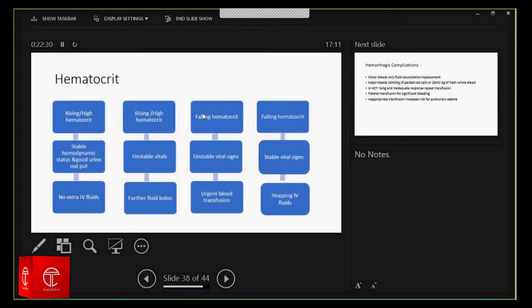If hematocrit is falling but vitals are unstable, then you think about internal bleeding and you need to give blood transfusion. And if hematocrit is falling but vitals are stable, then it means that the patient is recovering from the critical phase and you can consider stopping IV fluids.